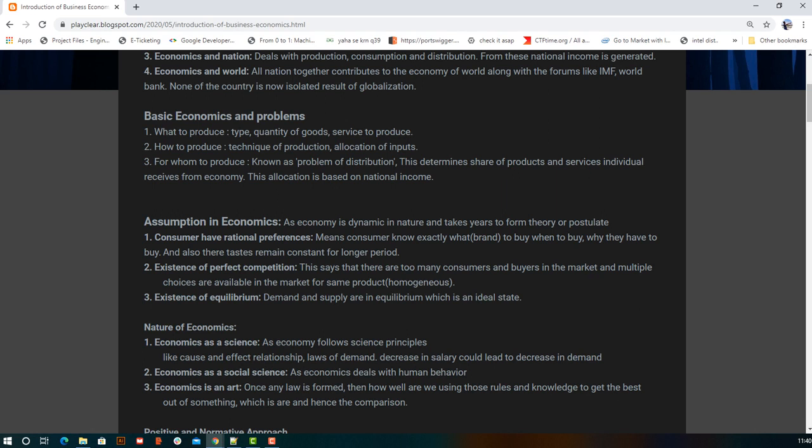Next is the existence of equilibrium. So when we say equilibrium, it means the quantity of commodity that is required, that is demand, is exactly the same as what is supplied by the supplier, which we call equilibrium, which is an ideal state.